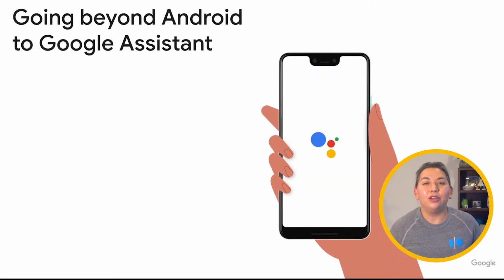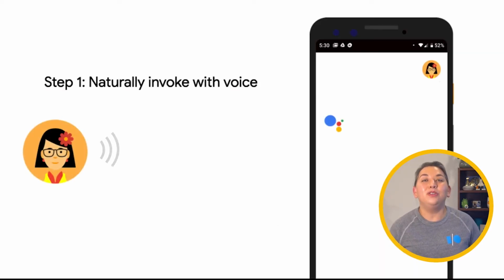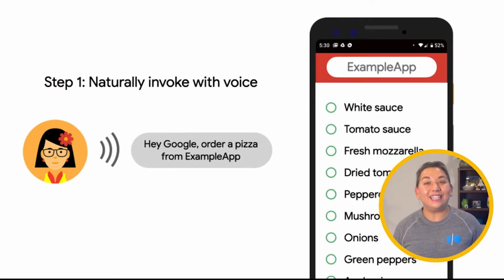With App Actions, users could jump right into the most interesting and useful points in the app with simple voice commands. Users could say something like, "Hey Google, order a pizza from example app" to the assistant, and the Android app will open to the correct section so then the user can start their order.